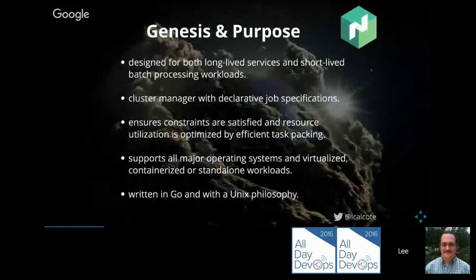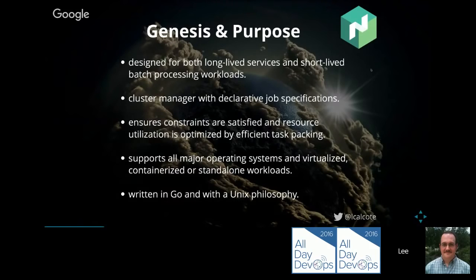The genesis of Nomad is that it was built to run both long-lived services as well as short-lived. You can interpret that as long-lived containers and short-lived jobs or tasks, things that are more batch in nature. So Nomad not only supports running and scheduling containers, it also supports running and scheduling jobs, so processes or scripts that you may have written. It is declarative in nature. You define your job in a spec file. It is written in Go. It's designed with a Unix philosophy, and that's the notion that Nomad is there for cluster management and scheduling.